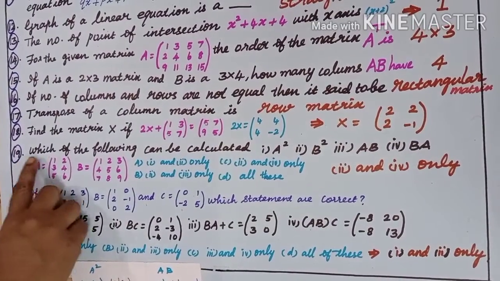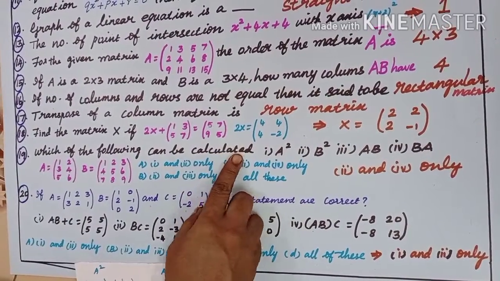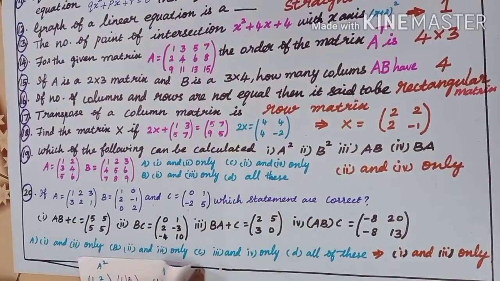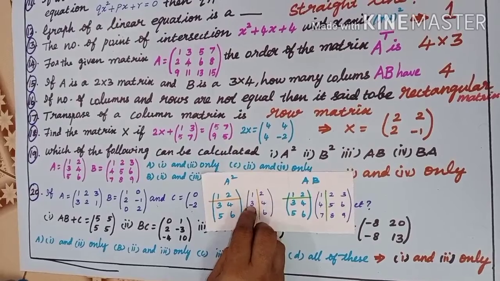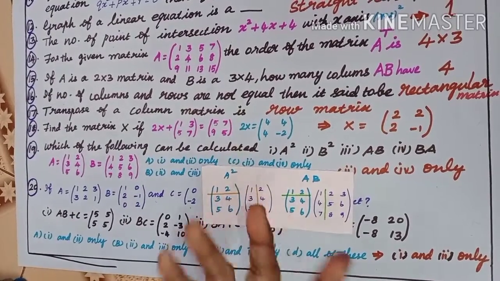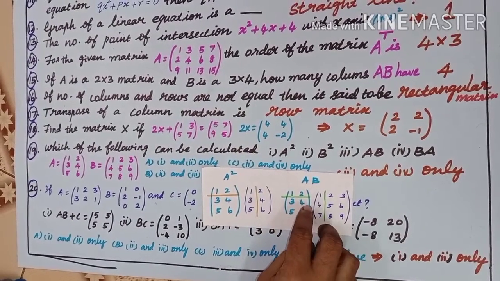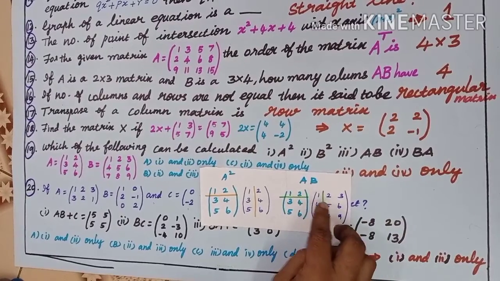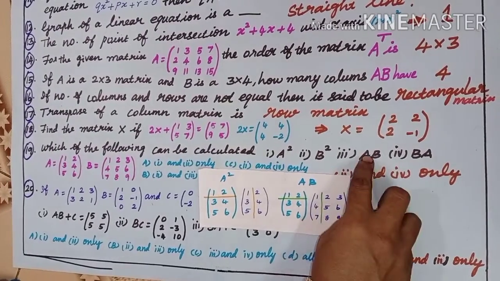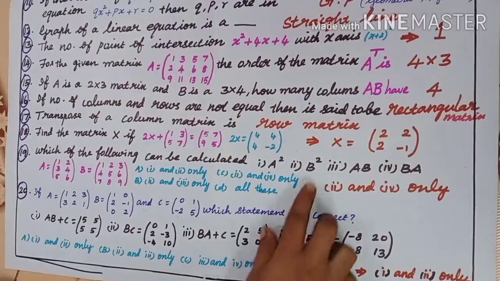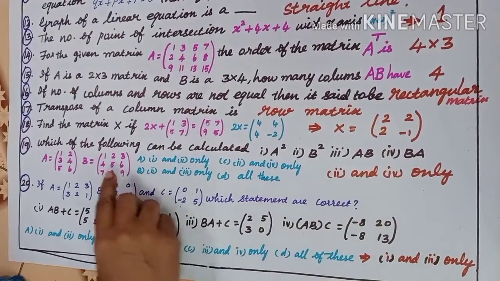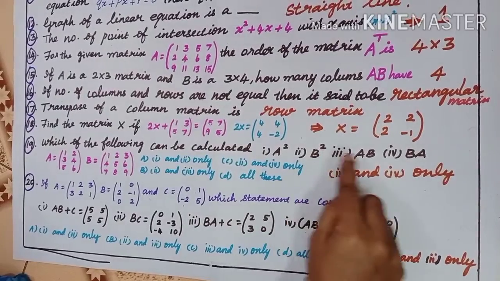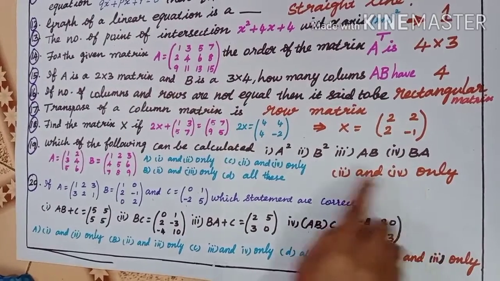We go to the 19th: which of the following can be calculated? So here A squared we can't do it because here there are 2 values only, here you have 3 numbers. So A squared we can't do. That also AB we can't do. Here 2 only, here 3 values, so AB we can't do. So we can only do B squared and BA. So what is your answer? The second and fourth only we can calculate.